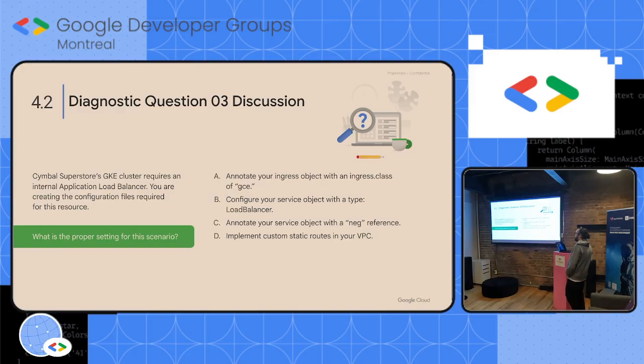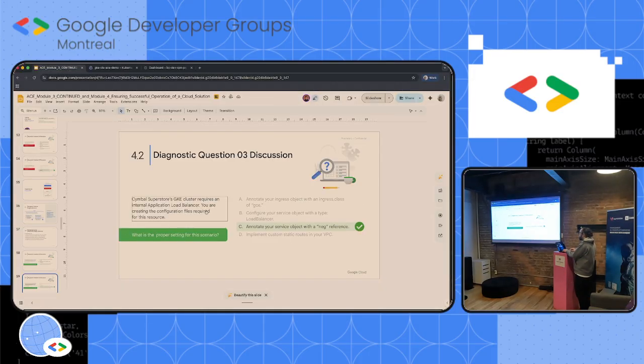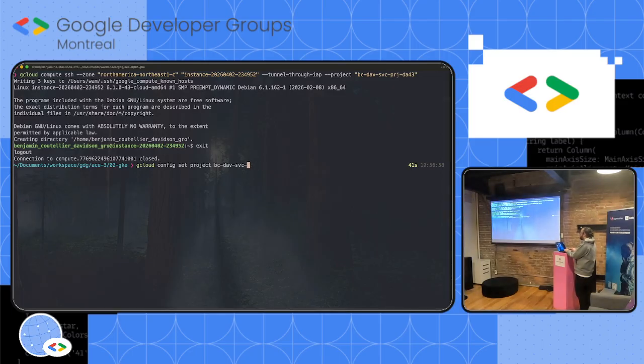Implement custom static route in your VPC. Routing is totally managed by GCP by default. You don't have to handle routing management except for some tricky case. So definitely overkill to make D. B? This one is a little bit tricky, but I can just finish the session with a demonstration.